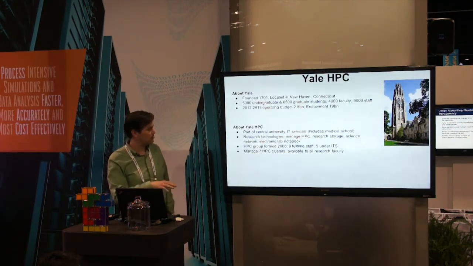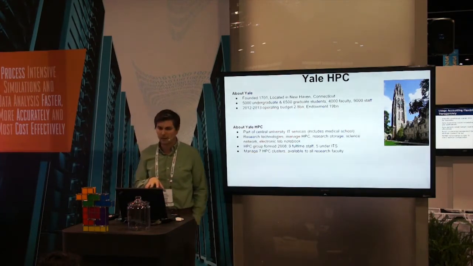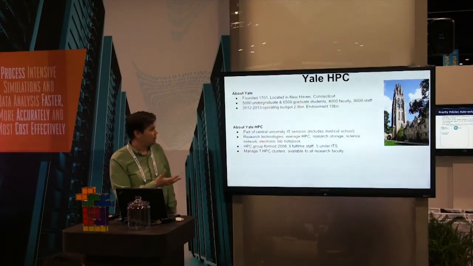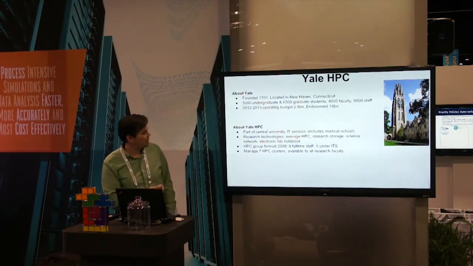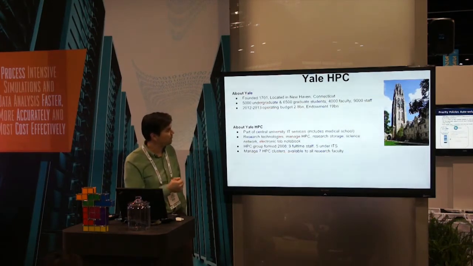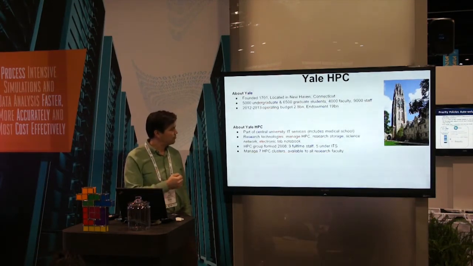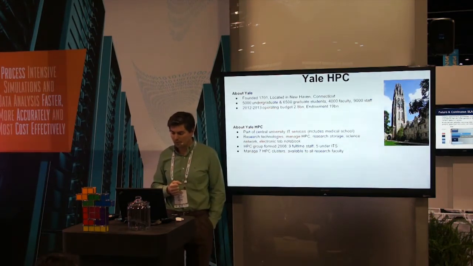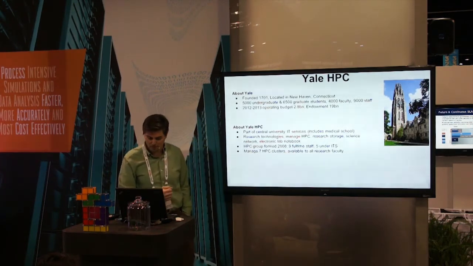It was founded in 1701, so it's pretty old. It's located in New Haven, Connecticut. It's about halfway between Boston and New York, if any of you don't know. In terms of its size, 5,000 undergraduates, 6,500 graduate students, 4,000 faculty, 9,000 staff. Last fiscal year, the operating budget was $2.8 billion, and it has an endowment worth about $19 billion. So it's a pretty well-funded educational institution.